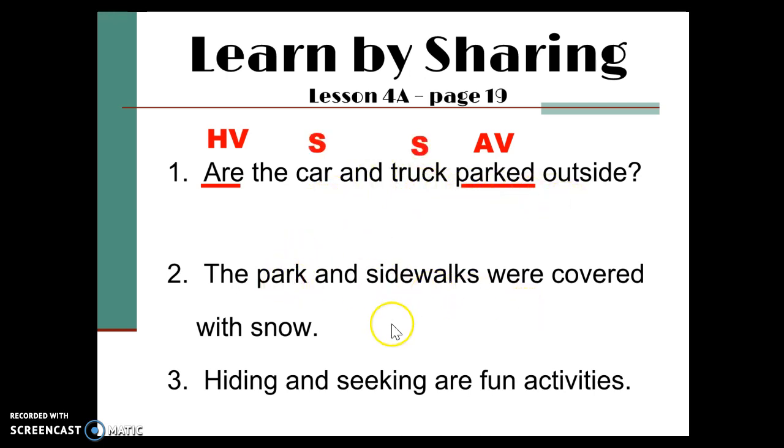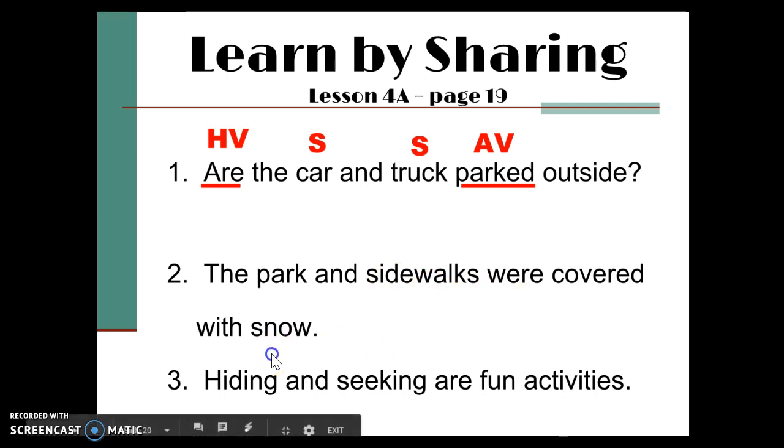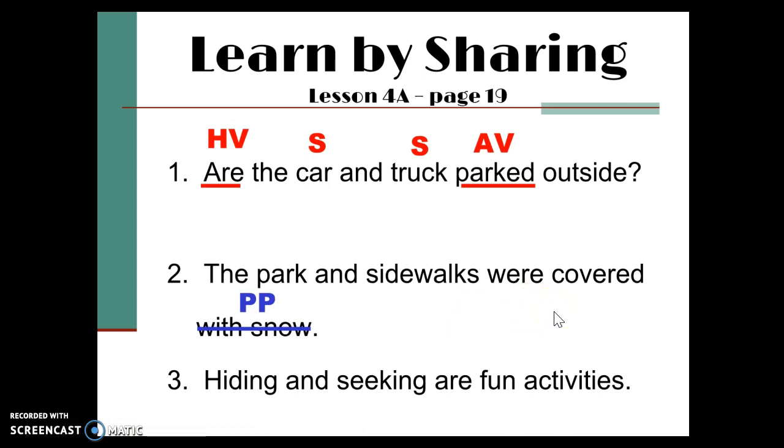The park and sidewalks were covered with snow. Marking out any imposters I see, with snow is a prepositional phrase. Now I'm looking for any verbs or verb phrases. I know covered is a verb, and I remember memorizing were as both a linking and a helping verb. So I know they're both verbs. Covered is an action verb. Were comes in front of it and helps it along. So it's a helping verb.